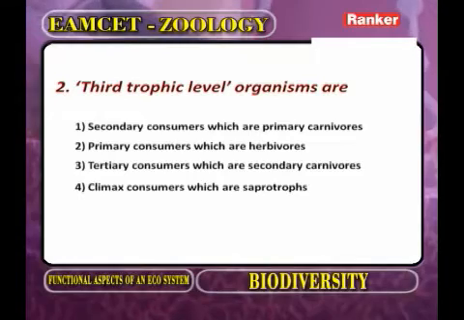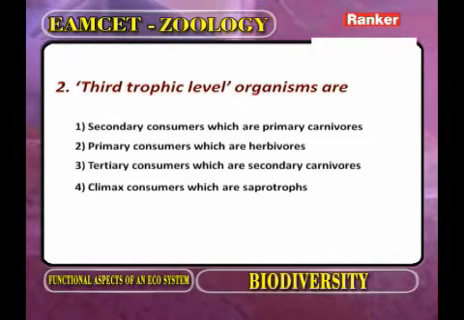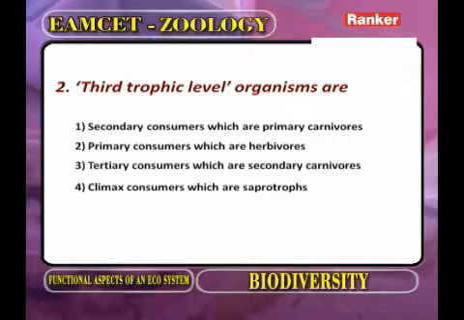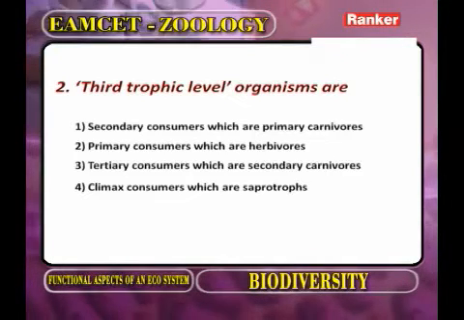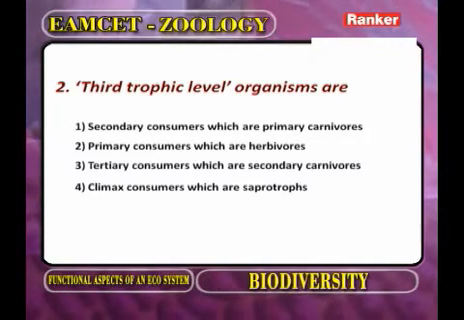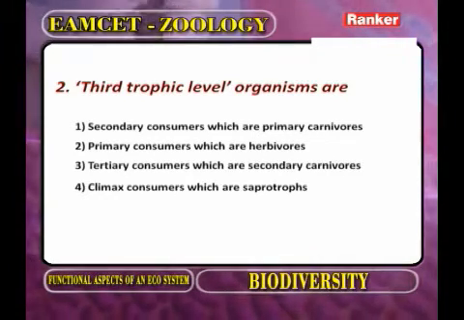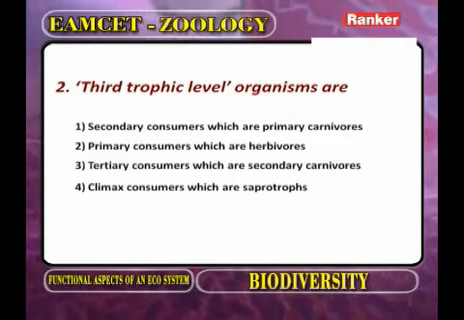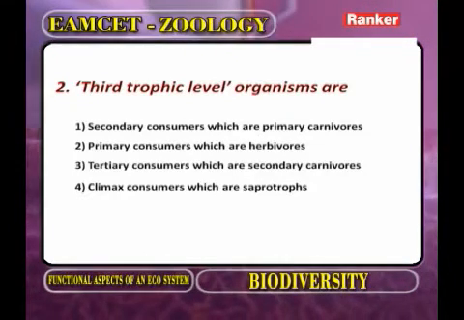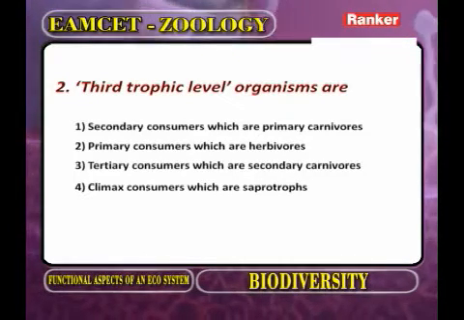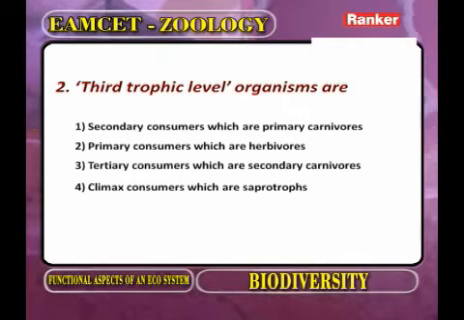Third trophic level organisms are. First we have to observe the options. The question is third trophic level. The options: secondary consumers which are primary carnivores, primary consumers which are herbivores, tertiary consumers which are secondary carnivores. The fourth one is climax consumers which are saprotrophs.